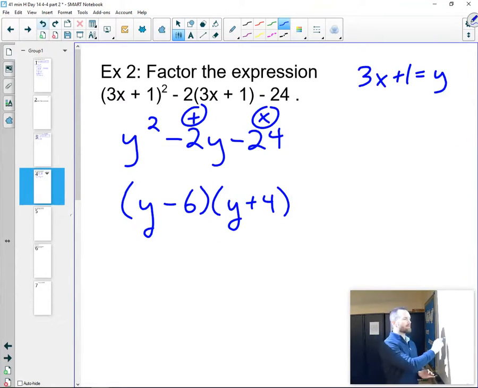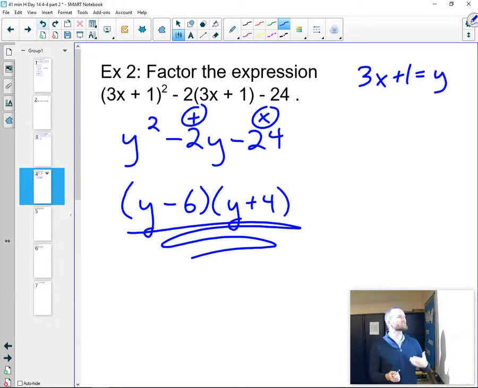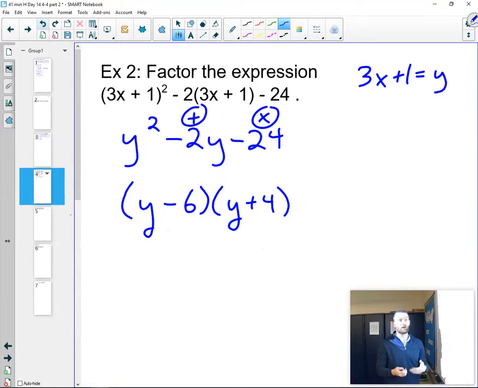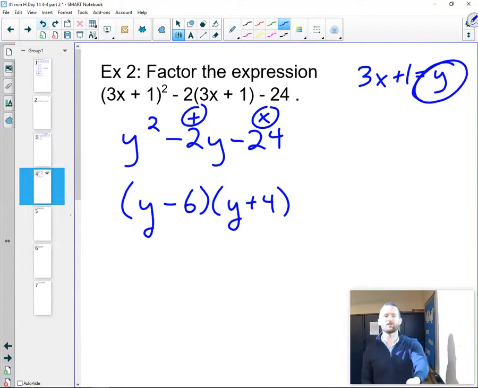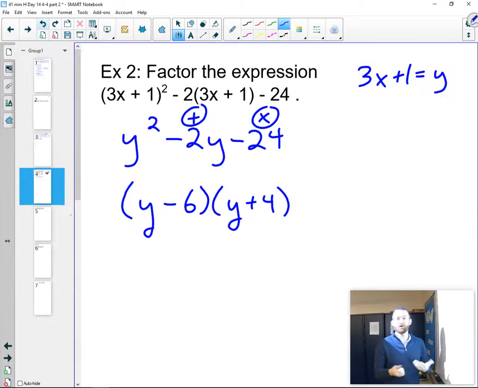But this can't be our final answer, because they gave us an expression with x's in there. We're the ones that invented this new variable of y. We introduced the variable of y to this problem, so we can't give them an answer with y's in it. But now we just substitute again.